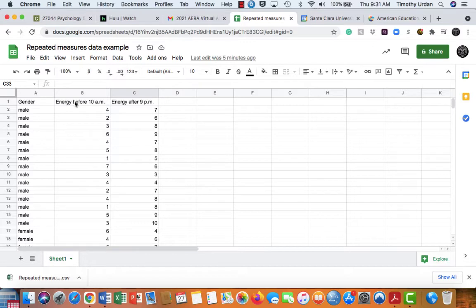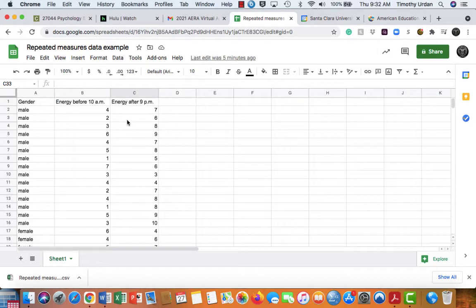And then my repeated measures factor is looking at how much energy people say they have on a scale from 1 to 10 before 10 a.m. and after 9 p.m. So it's the same sample, 30 people measured twice, their energy before 10 a.m. and then their energy measured after 9 p.m. So these are the data that I got. Scale from 1 to 10. This person said 4 before 10 a.m. and then they said their energy was at 7 after 9 p.m. and so on. Just entered the data.